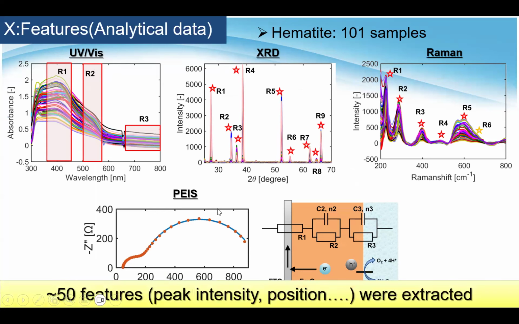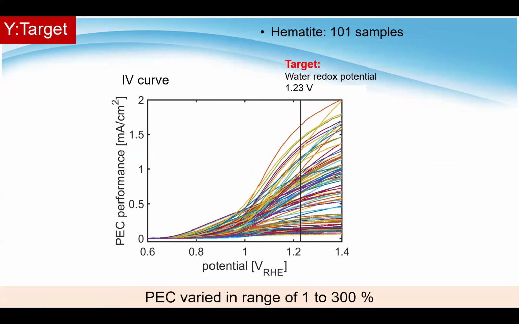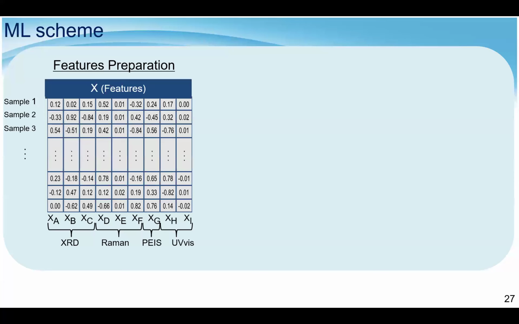And we took peak intensity and the position, all of the features in the analytical data. And in the case of PEIS, we took several electrical parameters by fitting. And as Y value, which is the PEC curve, we took the photocurrent at 1.23 volt, the water oxidation potential. And it varied like this.